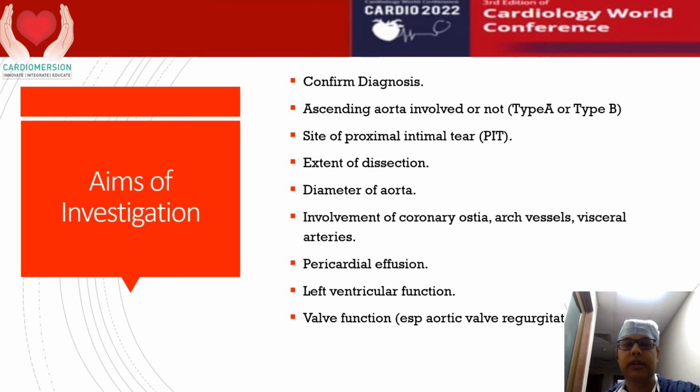Now the investigations are done to confirm the diagnosis of an acute dissection, whether it is present or not. Then we have to see if the ascending aorta involvement is there or not. If it is, then it is a type A dissection according to Stanford's classification, or else it would be a type B dissection. Then we look for the site of proximal intimal tear, the extent of the dissection, the diameter of the aorta, involvement of the coronary ostia, arch vessels, and visceral arteries, pericardial effusion, left ventricular function, and the valve function.